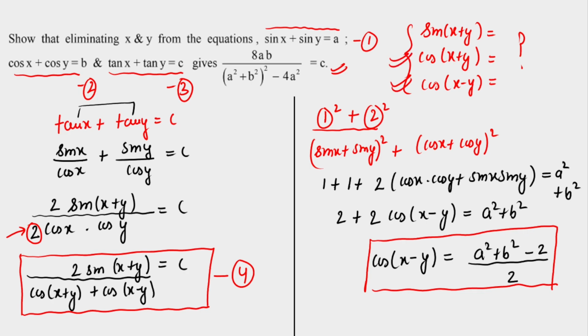Now I'm going to calculate the second part, and the second part is easy. Instead of squaring and adding here, I'm going to subtract here. I'll do the same thing here: I'm going to square and subtract here.